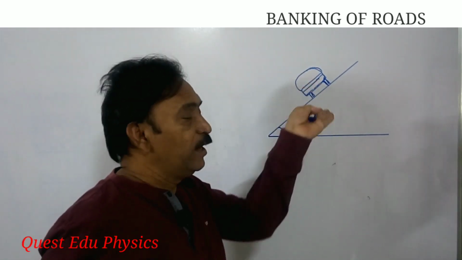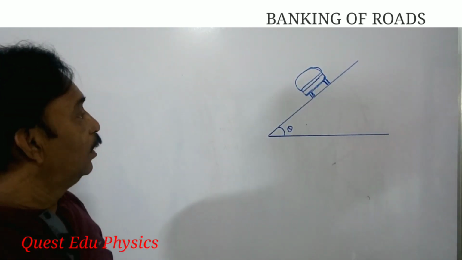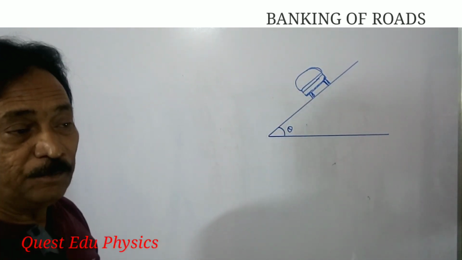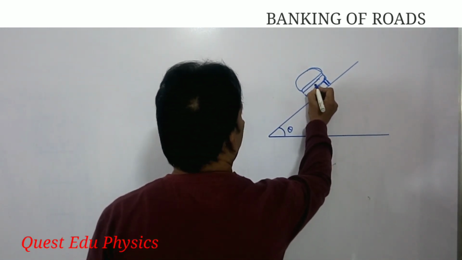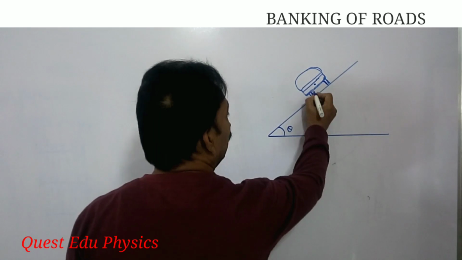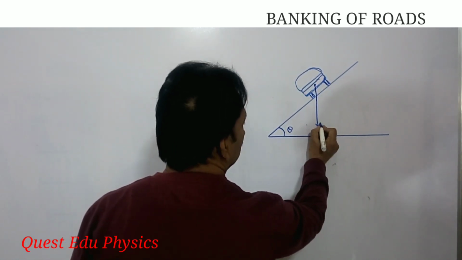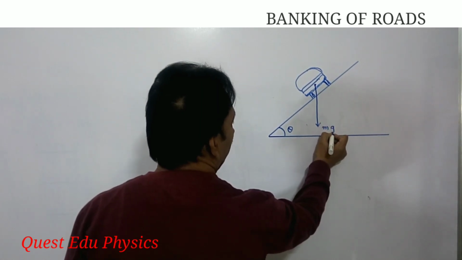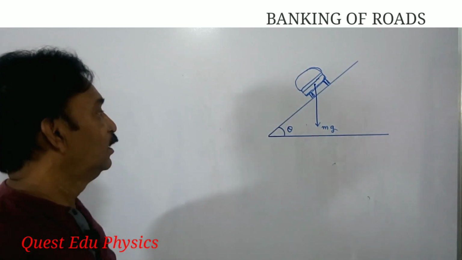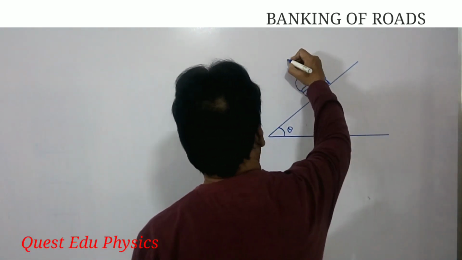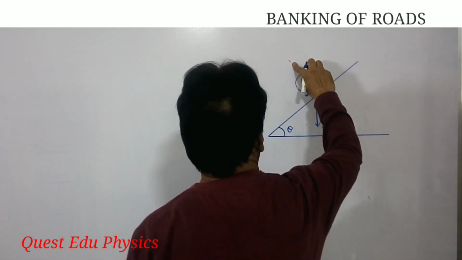The vehicle is moving into the plane. It's the back part of the vehicle. If we keep that vehicle in that way, we know that the weight of the vehicle always works vertically downwards. It is the weight of the vehicle which is working vertically downwards. Obviously, you know that it is the normal reaction.